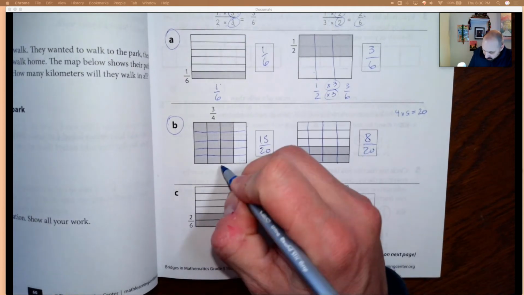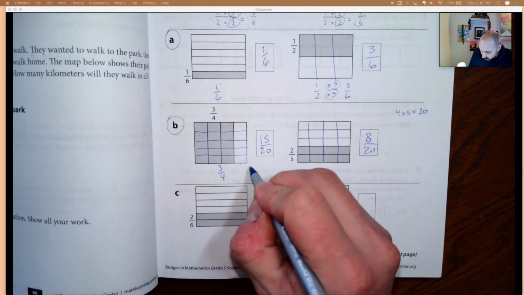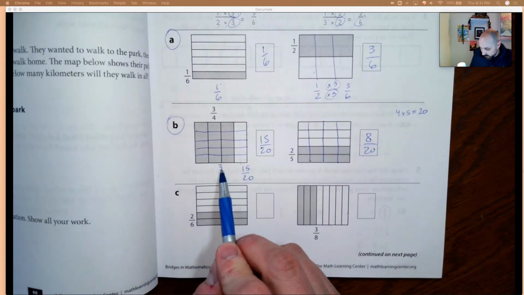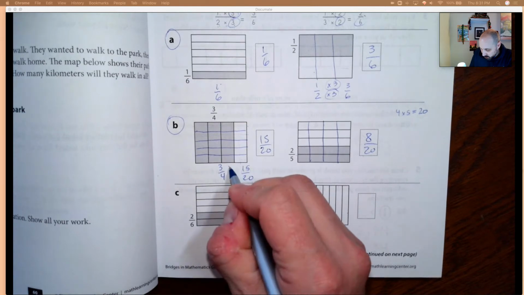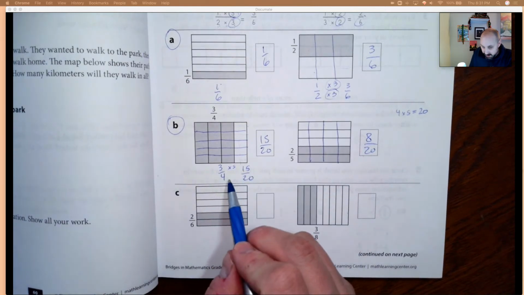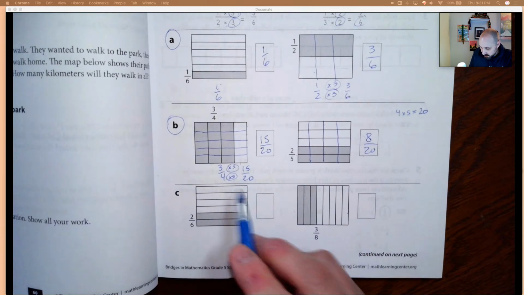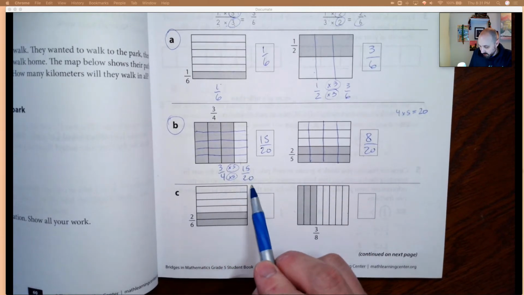So now let's write our equations. We're going to say 3/4 turns into 15/20. So how did we get from 3 to 15? We multiplied by 5, and it should be the same for the denominator, right? Yes, 3 times 5 is 15, 4 times 5 is 20.